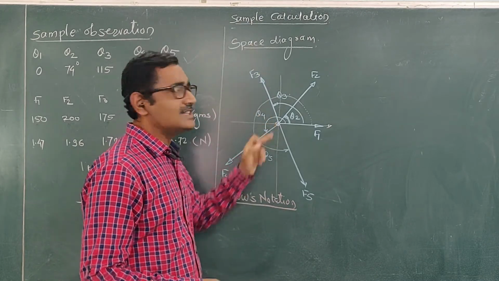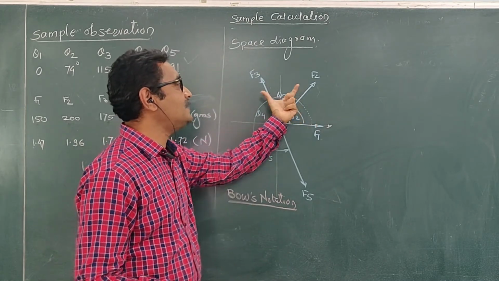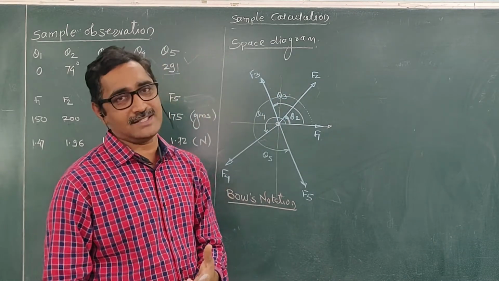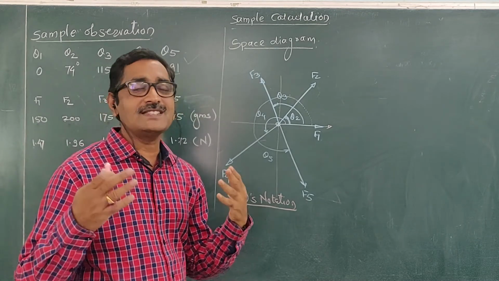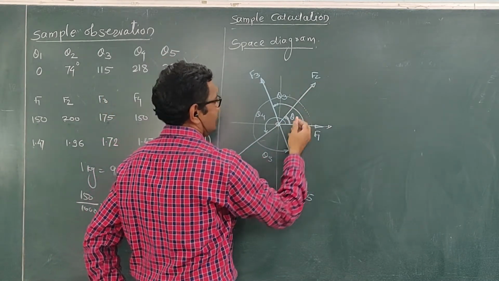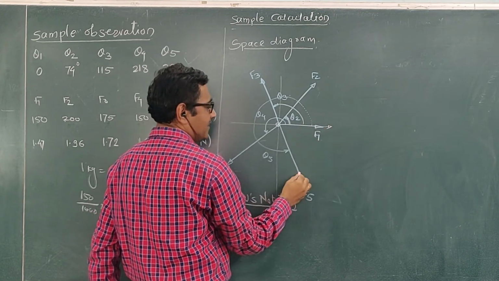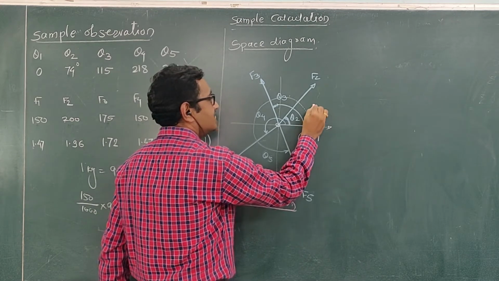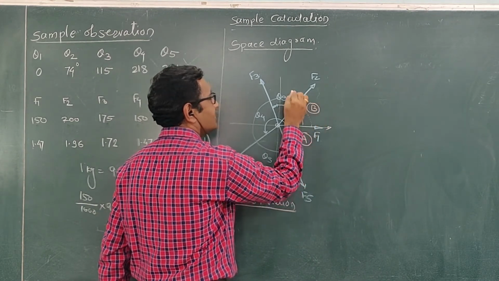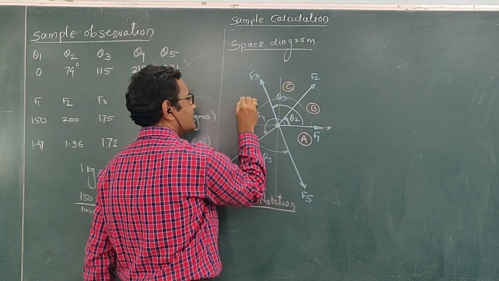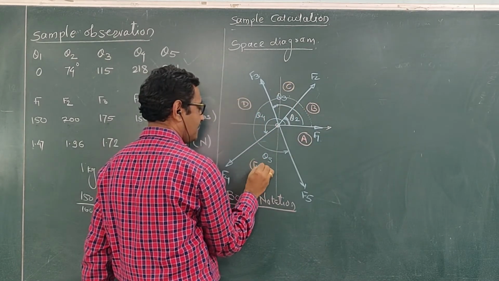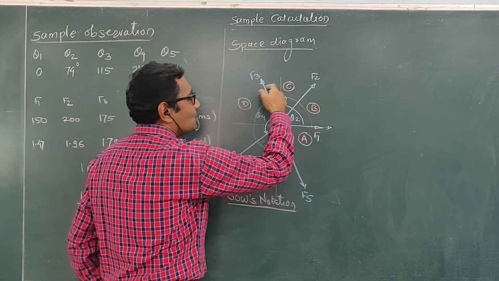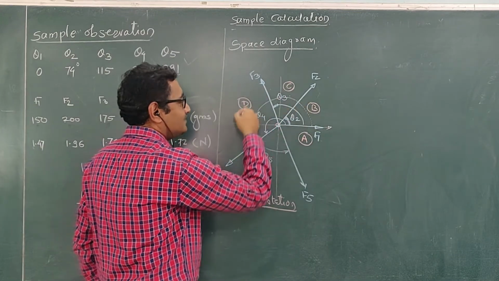when we construct the space diagram, the space between the forces is represented either by some numbers or letters. That is known as the Gauss notation. For example, suppose the space between F5 and F1 I am going to denote by capital A. Similarly, this space I denote by B. This is C, this is D, this is F. So these are known as Gauss notation.